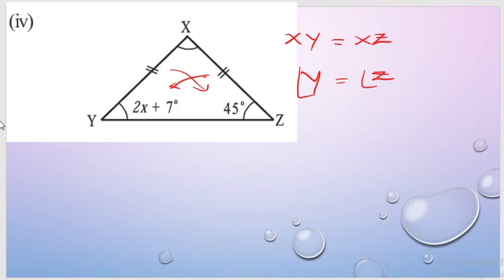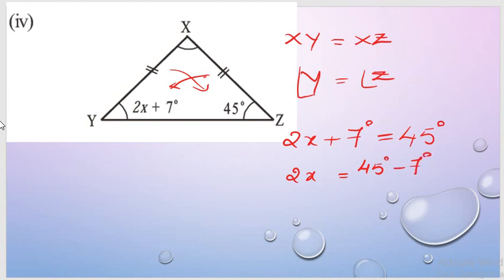Angle Y is equal to angle Z. So what is angle Y given? It is given as 2x plus 7 degrees, which is equal to angle Z, which is 45 degrees. So 2x is equal to 45 degrees minus 7 degrees. What is the value of 45 degrees minus 7 degrees? It is 38 degrees. So 2x is equal to 38 degrees, and x is equal to 38 degrees divided by 2, which is 19 degrees. So the value of x here is 19 degrees.